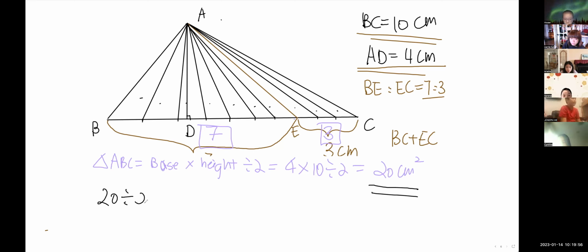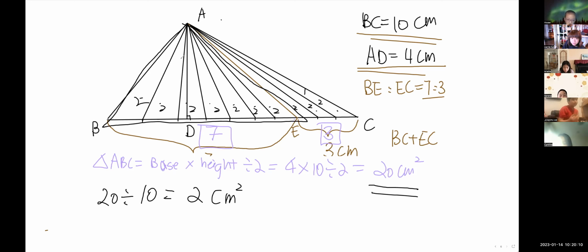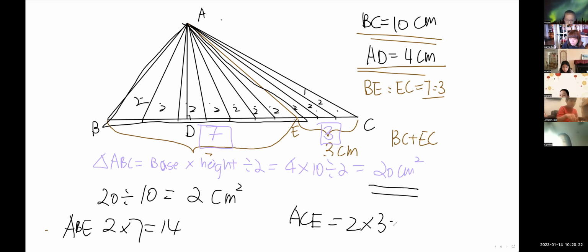So what is the area of each part? 2 centimeters squared. So each of them is 2. So what is ABE? Because it has 7 parts of 2, 2 times 7 equals 14. That is triangle ABE. And triangle ACE equals 2 times 3 equals 6. Understand? Good job, Sincere. You got it right. And Emma, you forgot to divide by 2, right?